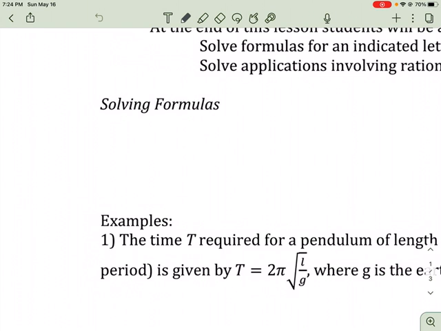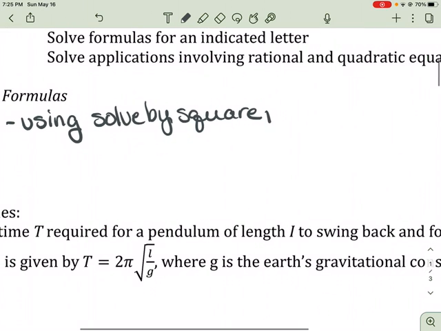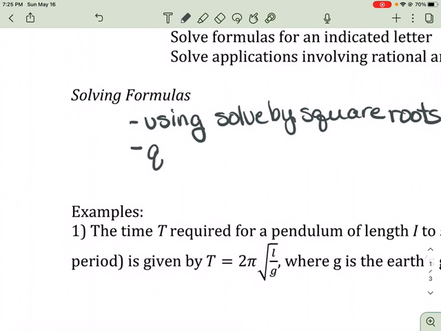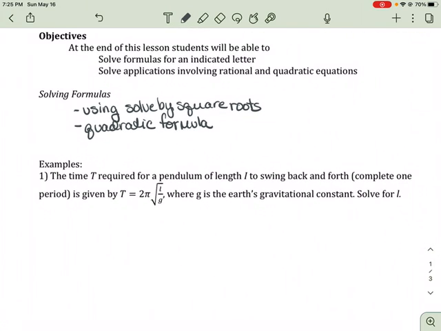So when we're solving formulas, we're going to use some of the principles that we've talked about. We're going to be using solve by square roots. We're also going to use the quadratic formula. And we may have to square or cube both sides, but we'll see how that goes. All right, so let's take a look at this first one.